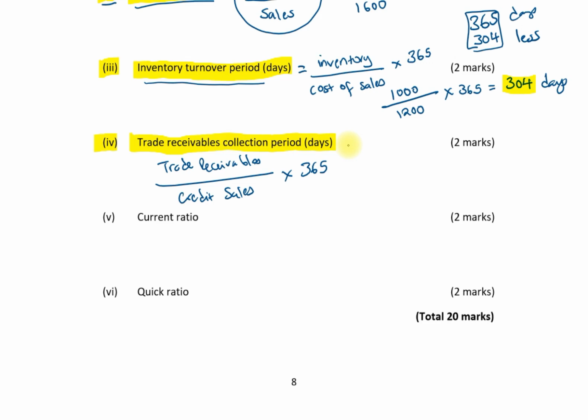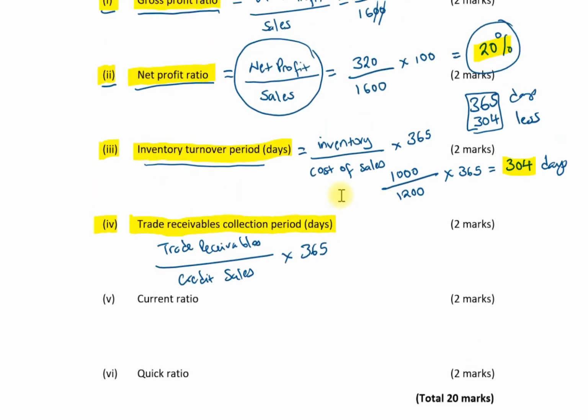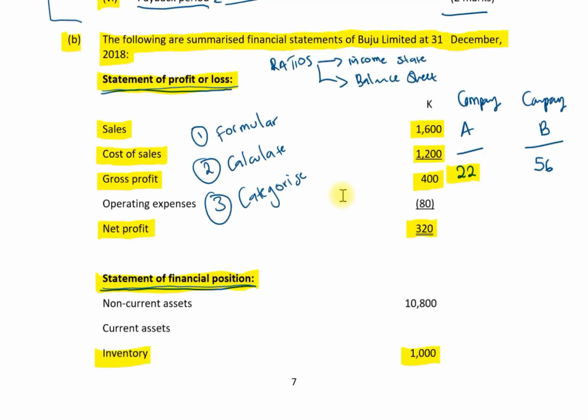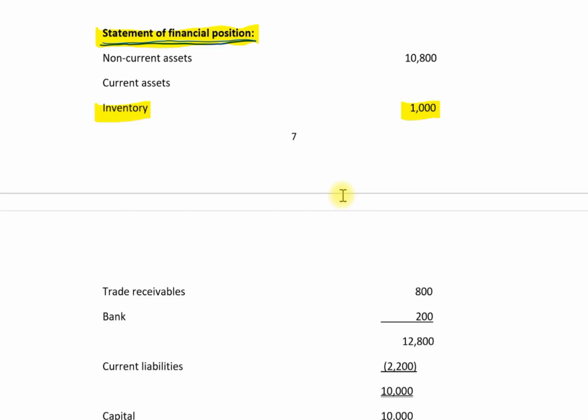So where do we find trade receivables? Trade receivables are an asset, and so we find that under the statement of financial position. And credit sales are recorded under income statement. Let's go ahead and check. So what are we looking for? We are looking for trade receivables, and here it is. Trade receivables, 800. Okay, that's fair.